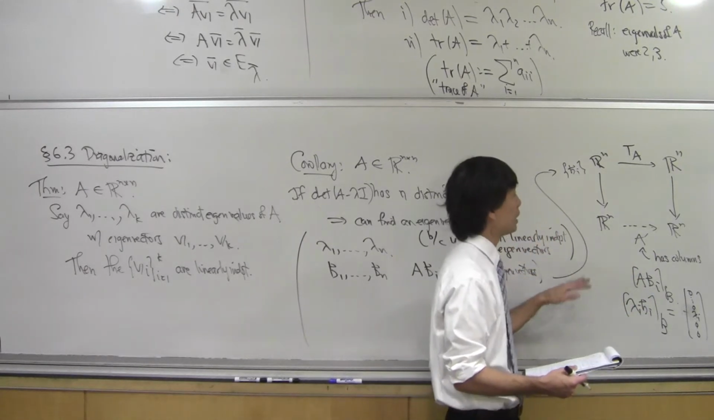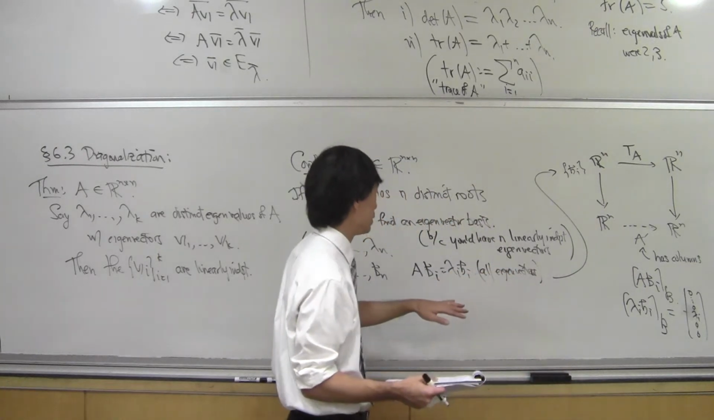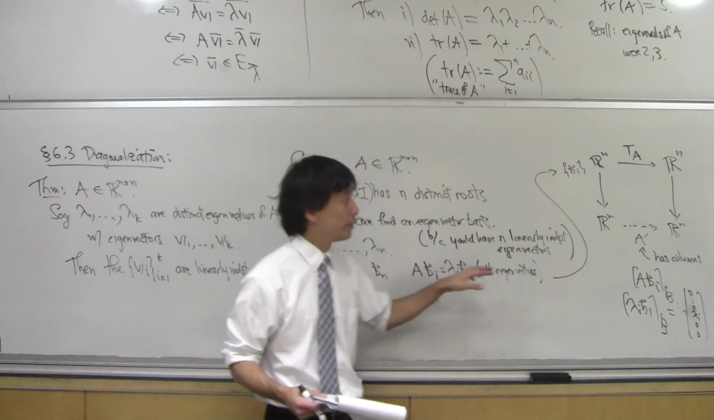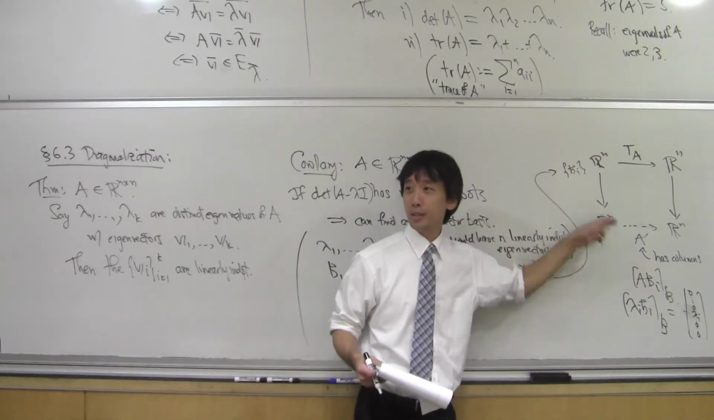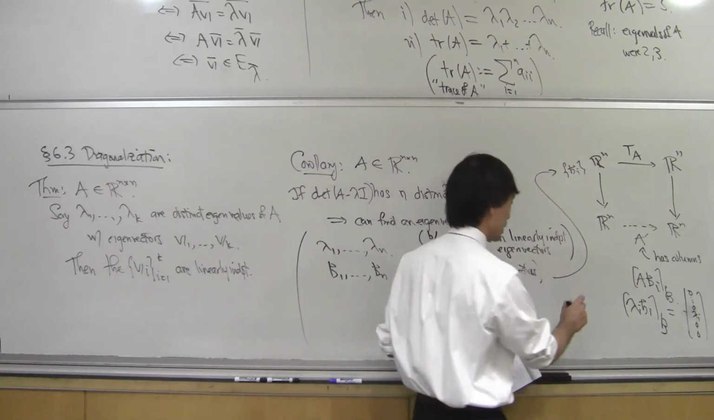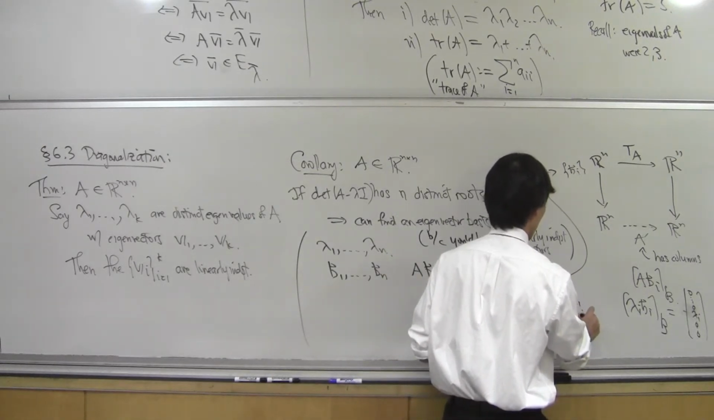So, using your previous knowledge, having an eigenvector basis gives you a matrix representation that's diagonal. It's going to look like lambda 1 through lambda n.